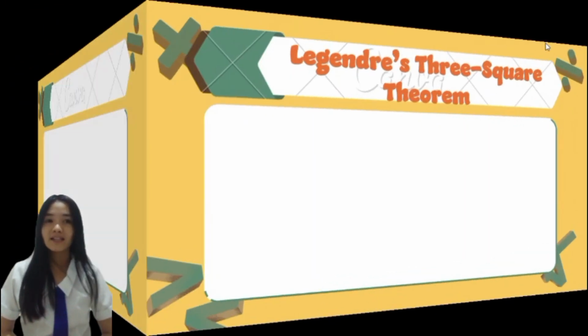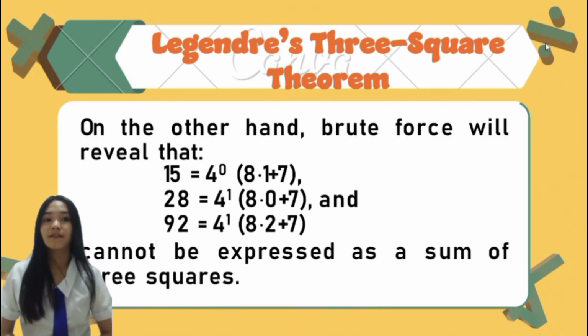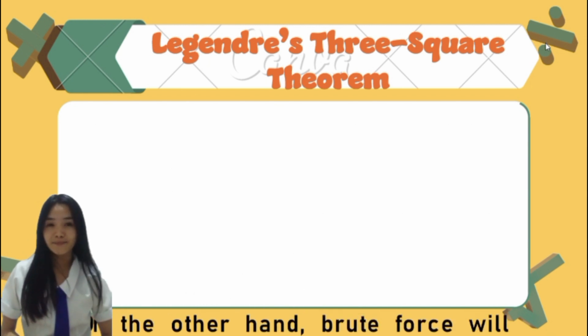On the other hand, brute force will reveal that for 15, we have 4 raised to the power of 0 times the quantity of 8 times 1 plus 7. For 28, we have 4 raised to the power of 1 times the quantity of 8 times 0 plus 7. And for 92, we have 4 raised to the power of 1 times the quantity of 8 times 2 plus 7, which cannot be expressed as a sum of 3 squares.